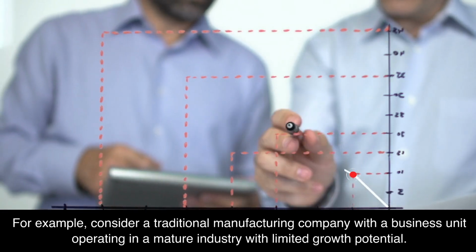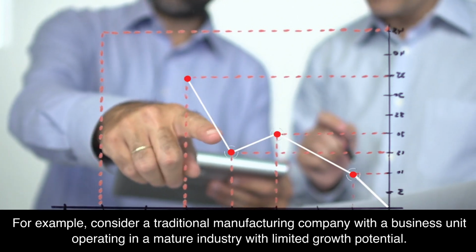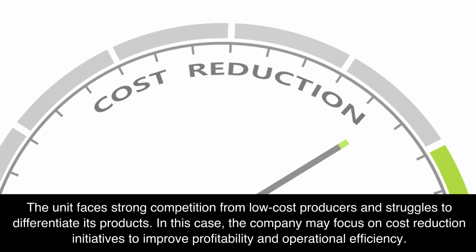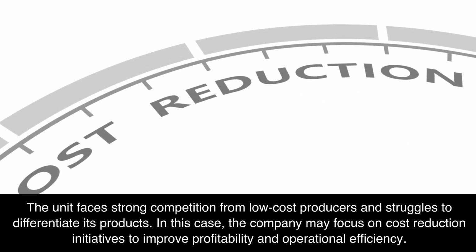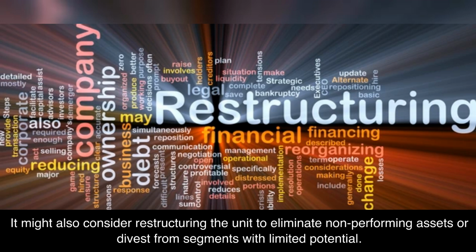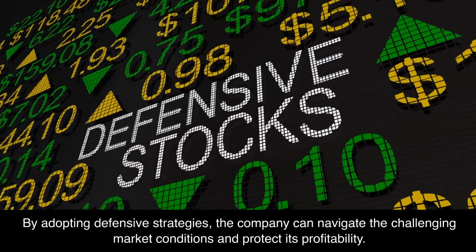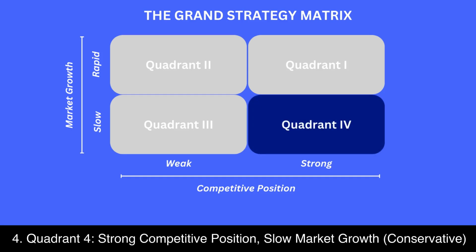For example, consider a traditional manufacturing company with a business unit operating in a mature industry with limited growth potential. The unit faces strong competition from low-cost producers and struggles to differentiate its products. In this case, the company may focus on cost reduction initiatives to improve profitability and operational efficiency. It might also consider restructuring the unit to eliminate non-performing assets or divest from segments with limited potential. By adopting defensive strategies, the company can navigate the challenging market conditions and protect its profitability. 4. Quadrant 4. Strong competitive position, slow market growth, conservative.